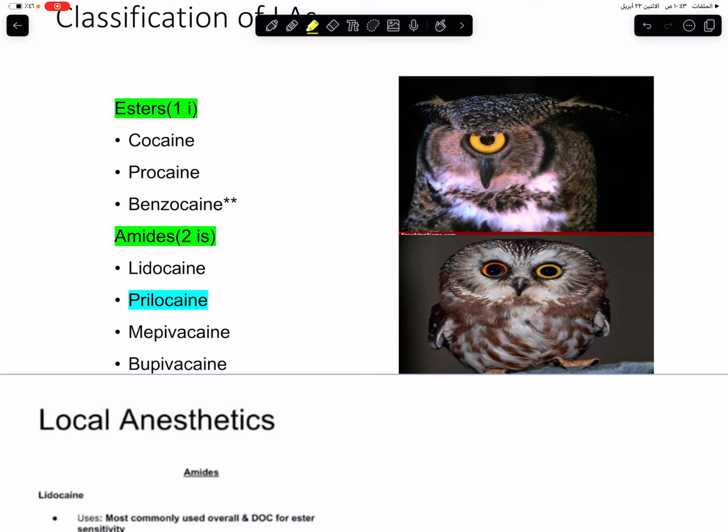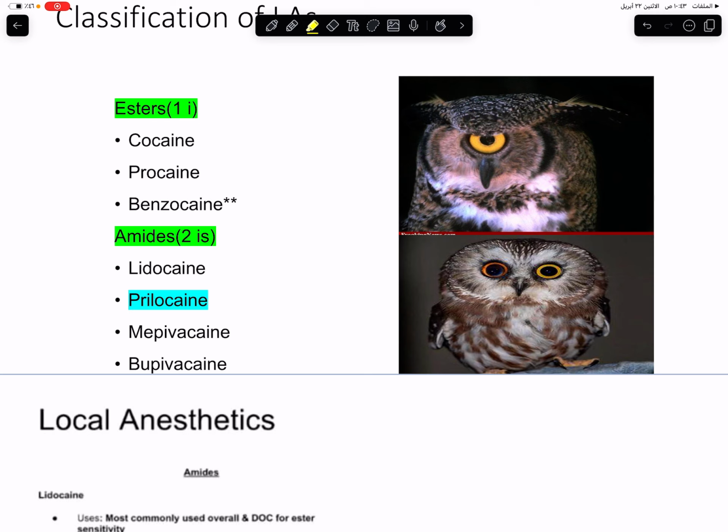So how will you know this is ester or this is amide? If it is one eye, like cocaine, one eye, procaine, one eye, benzocaine, one eye. If it is two eye, then it is amide. Lidocaine, two eye, prilocaine, two eye, mepivacaine, two eye, bupivacaine, two eye. So if there are two eyes in the spelling of the name, it is amide. If it is one eye, it is ester. Okay.